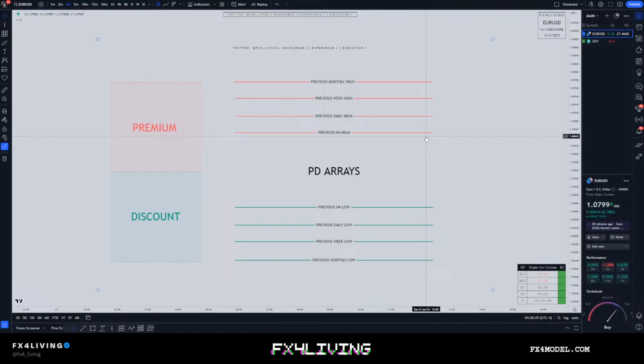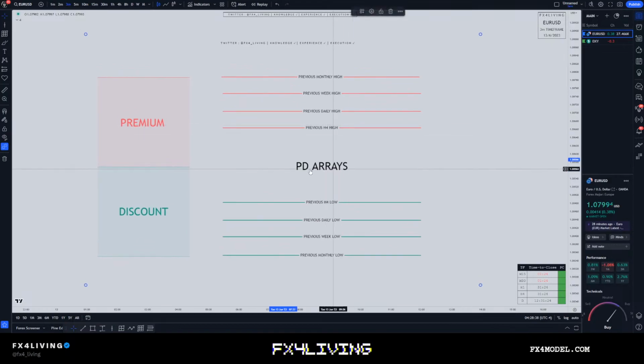We need an indicator for this PD array. Not this one, but on my FX4 model, you're going to get the PD arrays that you need for the model, right? But look, premium discount from a range. So what does that mean?